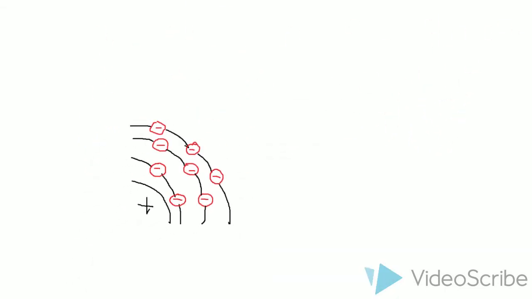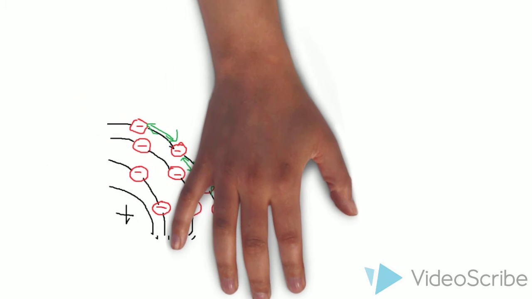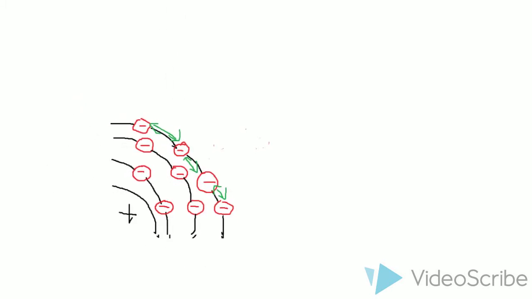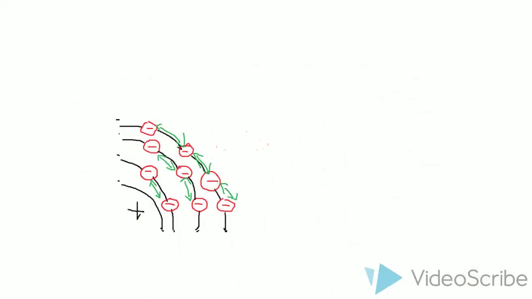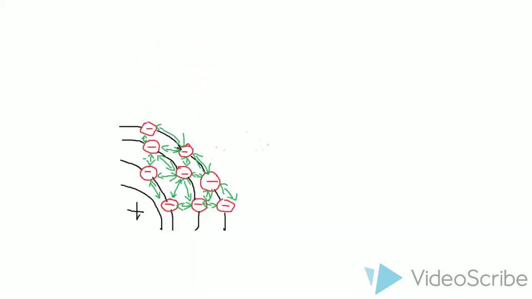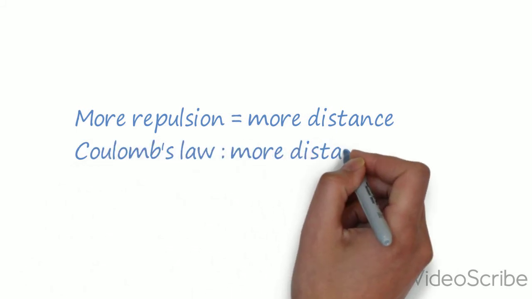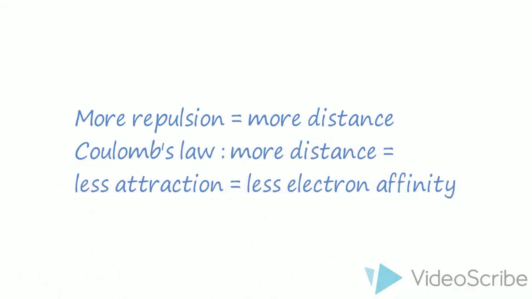Suppose we have an arrangement of electrons, like so. If we were to add one electron to it, like so, then electrons would start repelling each other because they're all negative. These electrons would also repel, as well as these ones, as well as these ones. Basically, repulsion between electrons increases down the periodic table, creating more distance. Coulomb's law says that more distance means less attraction, and less attraction is less electron affinity.